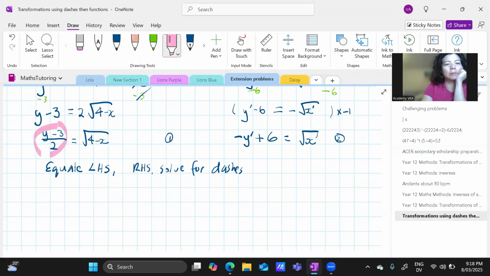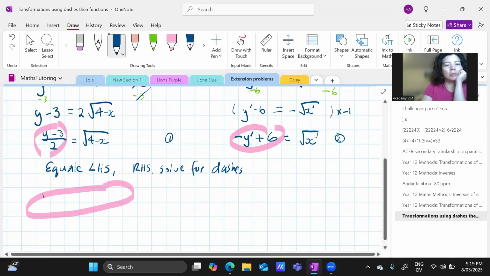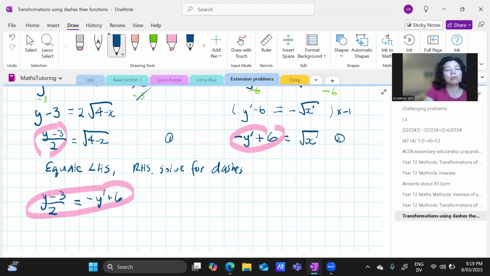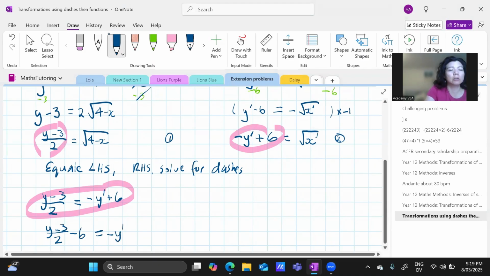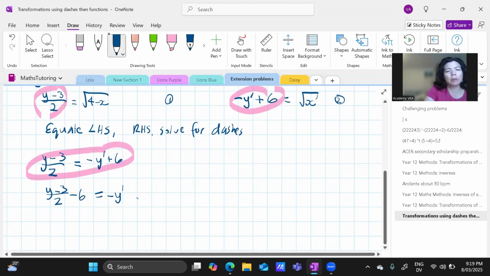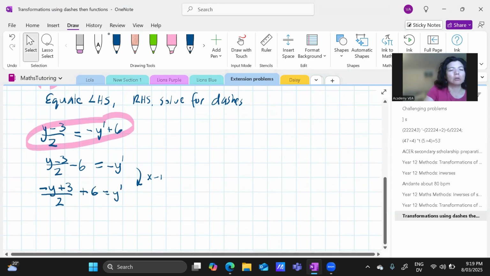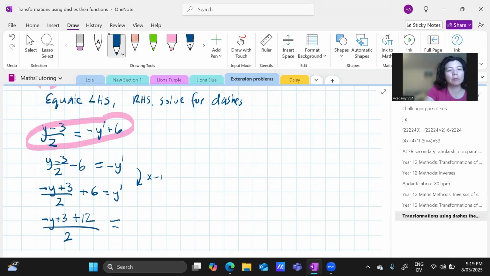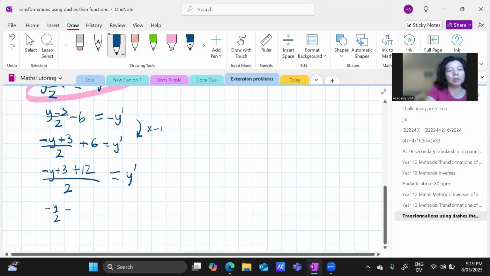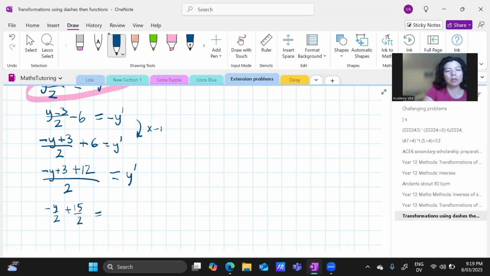So if we equate the left-hand sides, they are now equal. Y take away 3 over 2 equals negative y dash plus 6. And we want to solve for the dash. So we're going to take away 6 first. So y take away 3 on 2 take away 6 equals negative y dash. And then you would multiply everything by -1. So you get negative (y minus 3) over 2 plus 6 equals y dash. And so if we turn that into a fraction, we get negative y plus 3 plus 12 all over 2 equaling y dash. And that gives us negative y on 2 plus 15 on 2. Okay, so that's our y dash there.